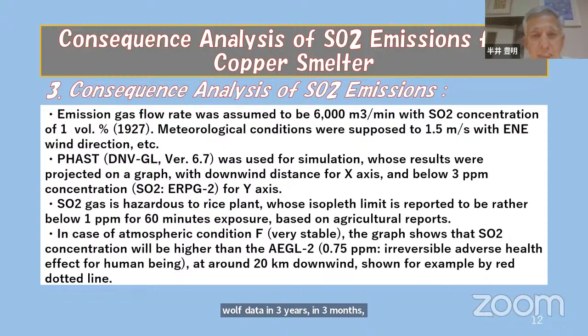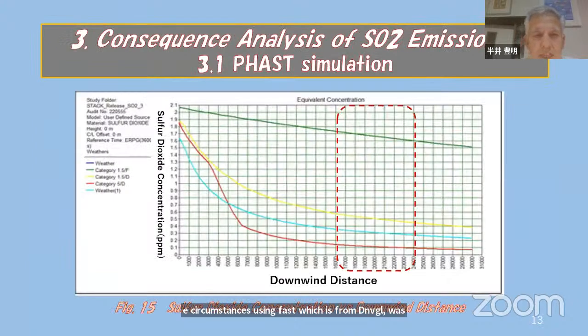And the consequence analysis using FAST, which is from DNV GL, was performed. There is a possibility of high concentration in a situation of very slow wind and so on. The x-axis is downwind distance, 20 kilometers, and the y-axis is high concentration in ppm.